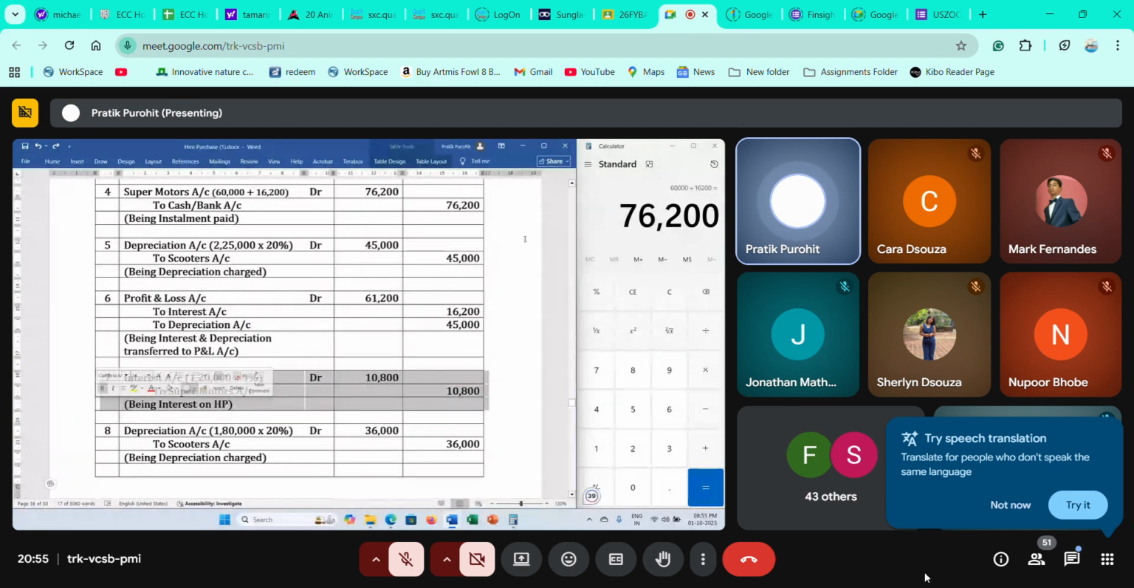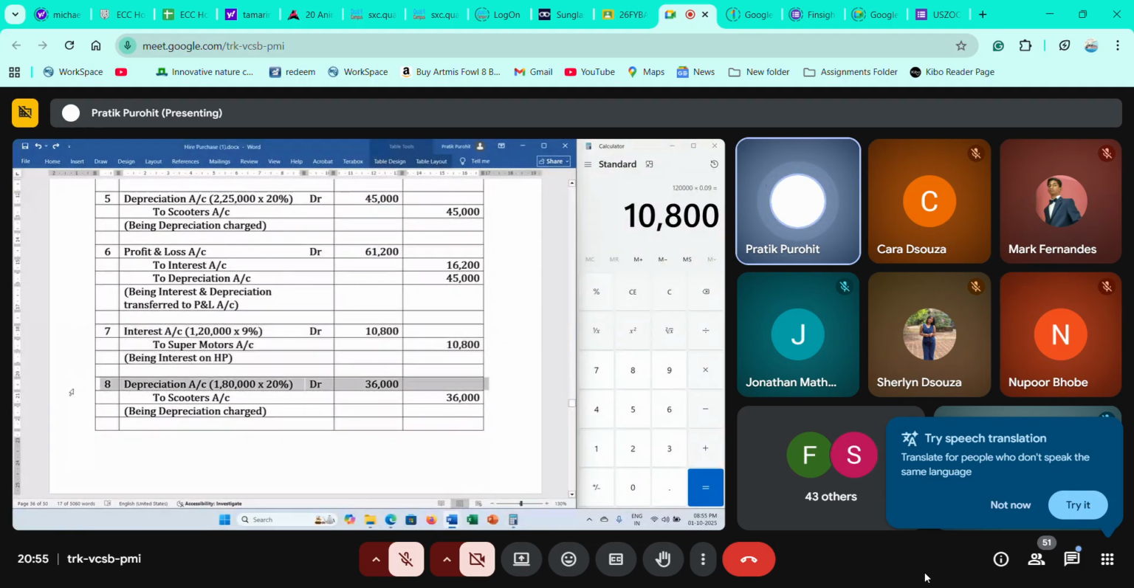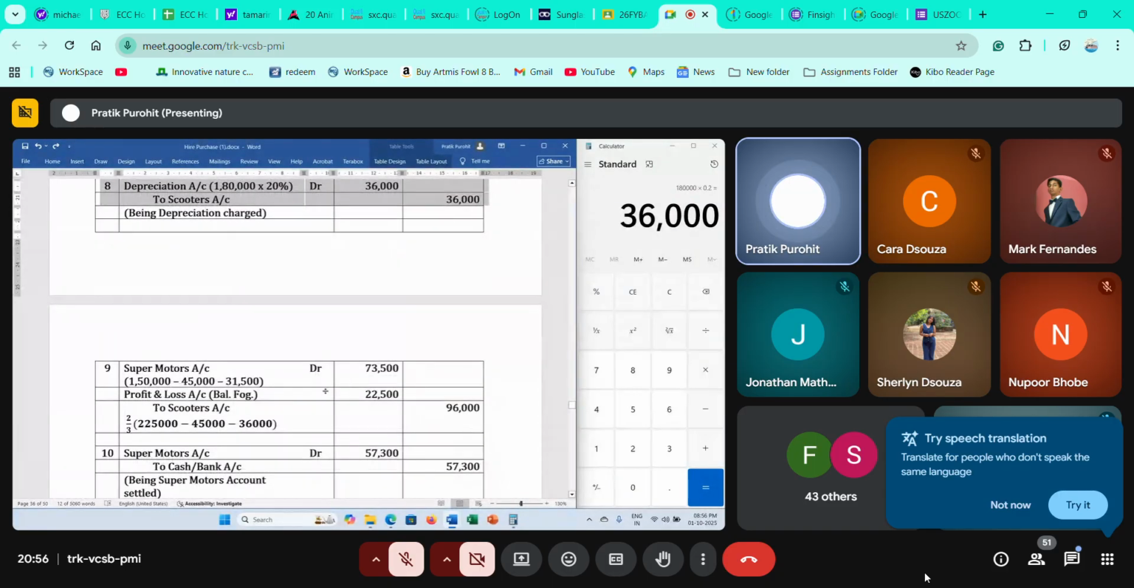Then next year starts, you have interest to be paid. Now out of 1 lakh 80,000, you paid 60,000. So how much is the balance? 1 lakh 20. If we charge 9% on this, it will come to 10,800 of interest. So that is the interest entry, correct. Then you will make the depreciation entry. Now how was the depreciation? You had an asset of 2,25,000, on which you charged 20% depreciation last year, which came to 45,000. Minus that, 2,25,000 minus 45,000, 1,80,000 is left. Now if you depreciate this 1,80,000 again at 20%, the depreciation will be 36,000.